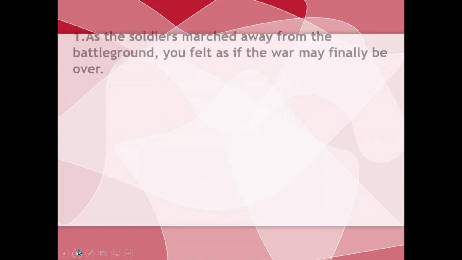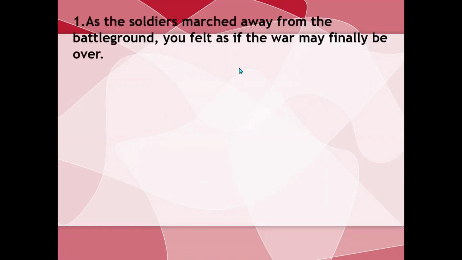Let's start. For number 1, can you underline the verbs? Yes, we have march. What else? We have felt. We also have may be as your linking verb. How about the pronouns? We have the pronoun you, and what is the antecedent? Soldiers. Now, are they consistent or not? Yes, you are correct. They are not consistent.